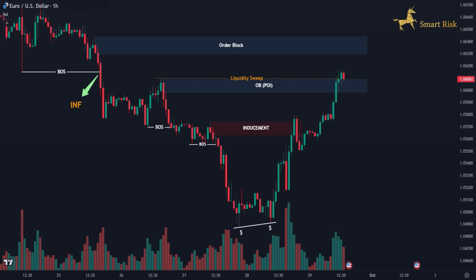Here we have the euro-dollar pair's 1-hour chart displayed on the screen. As you can see, price is in a downtrend and formed a series of break of structures to the downside. Starting from the top, we see that the price broke below this structure with great momentum and inefficiency, marking an unmitigated supply zone at the extreme. Following this, the price experienced a brief pause before resuming its downward movement. It formed 2 successive break of structures and also generated 2 unmitigated supply areas along its downward movement.